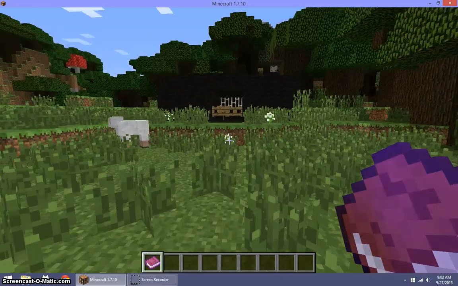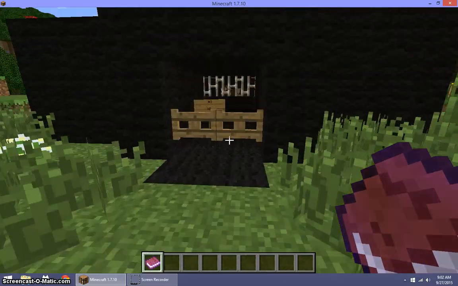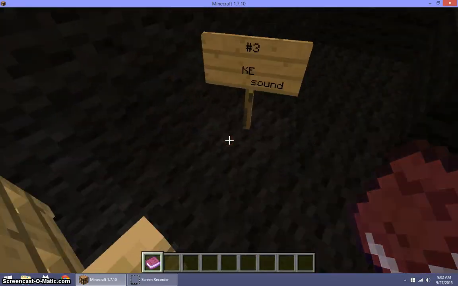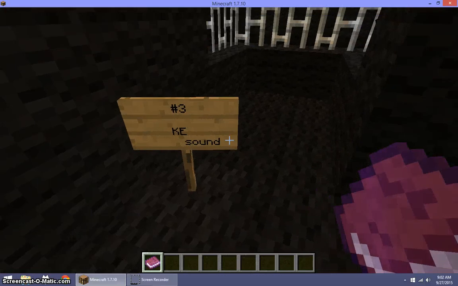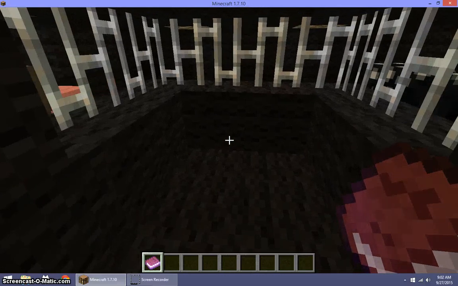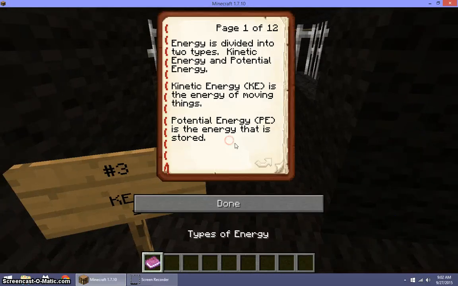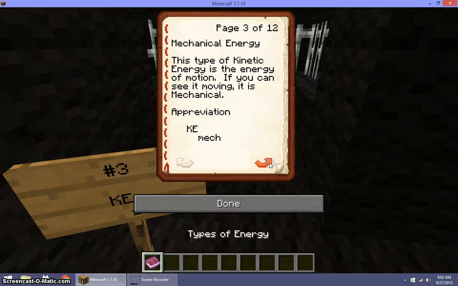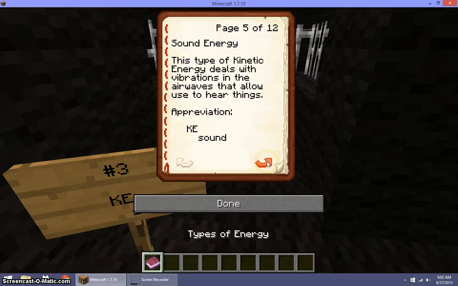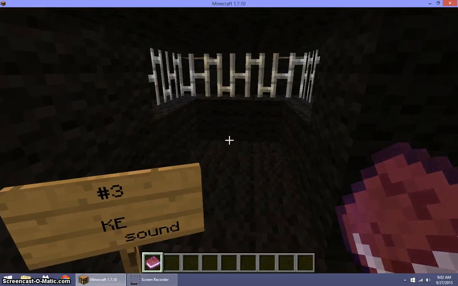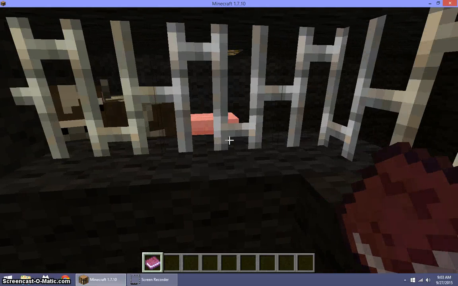All right, let's move on to this cool little sound booth dealy. So it says that sound. Okay, well let me read the book. See what that has to say about sound. All right, it says this type of kinetic energy deals with vibrations in the airwaves that allow us to hear things. Okay, so let's go listen in on what's going on here.